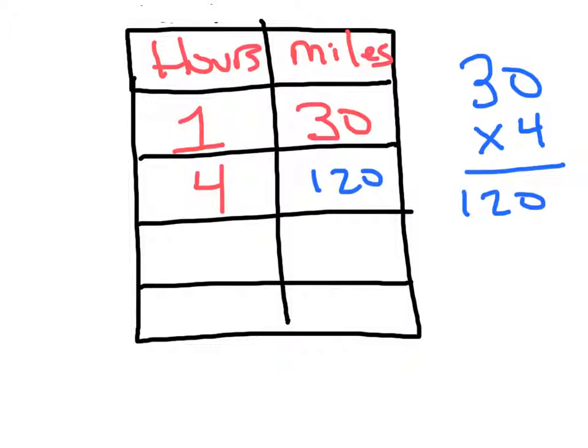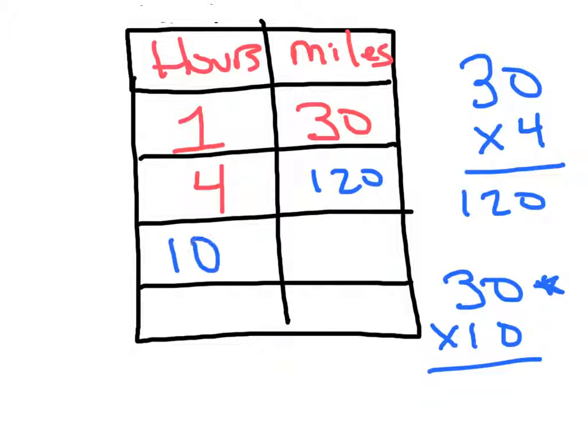So, for example, we want to ask ourselves, well, if I traveled for 10 hours, how far would I travel? I could take 30 times the 10 hours. The 30 represents, right here, the miles I travel in 1 hour. That's our unit rate. And we multiplied it by the 10 hours we were traveling. And we would find out we could travel 300 miles in 10 hours.